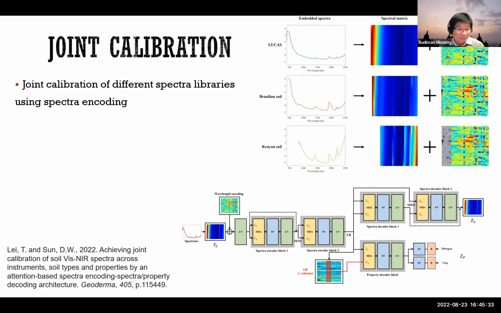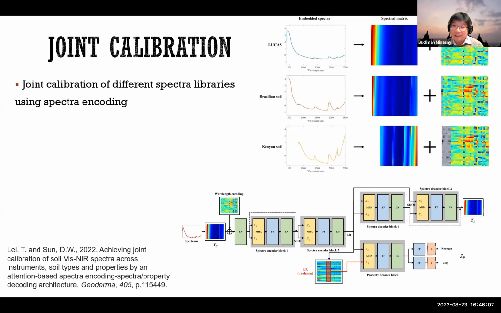There's another method that people talk about, from a recent publication, which is a joint calibration. This is particularly interesting if you have spectra from different instruments where the wavelengths are different. For example, the Kenyan one starts from 700, while the Brazilian one starts from 500, and the other one starts from 350. So can we still use all of this library together?